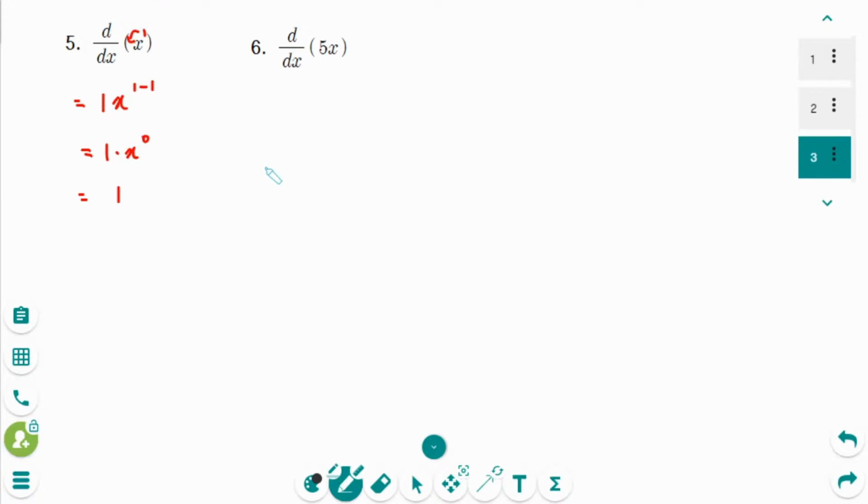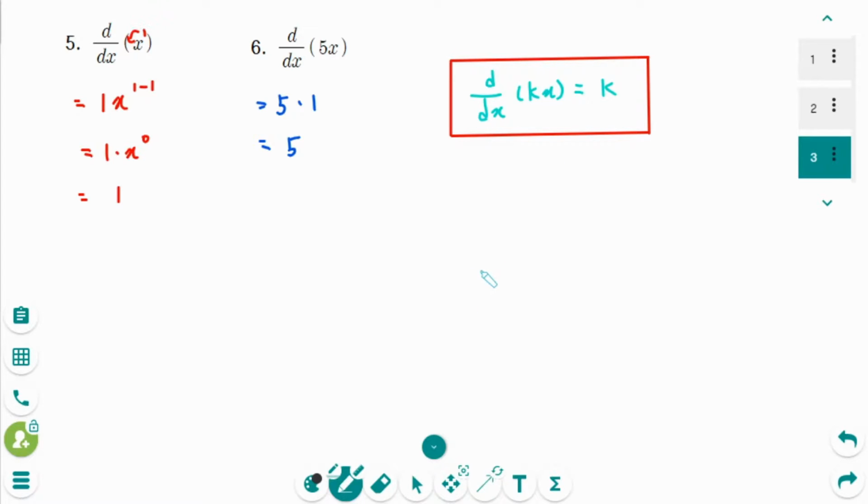Number 6, keep the coefficient 5 times the derivative of x, which equals 1. So the answer is 5. The slope of y equals 5x is 5. So the derivative of 5x equals 5. Now we have a formula. Derivative of kx equals k. That means the slope of y equals kx is k.